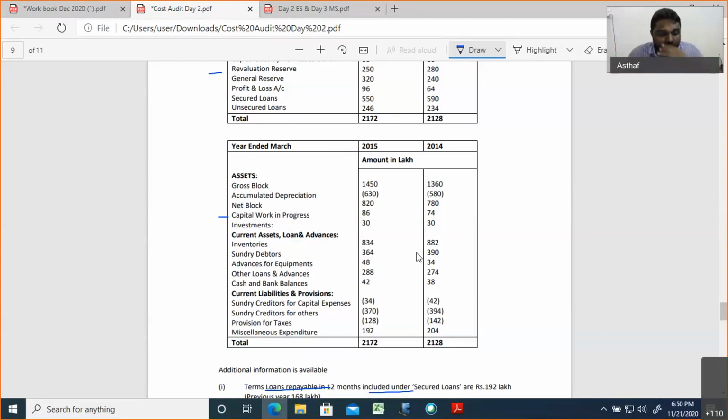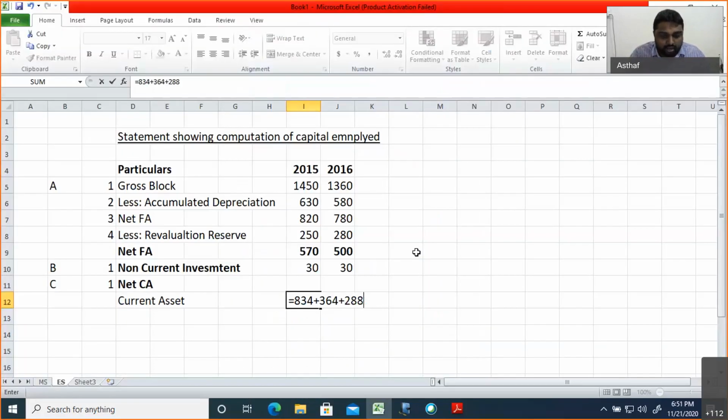So advance for equipment. The equipment has not reached your factory, so you are not generating any revenue. So you don't want to consider it. Advance for equipment, we won't consider. The logic I have told: because you are not generating any revenue from that asset, it is just an advance. So other loans and advances will come, 288.